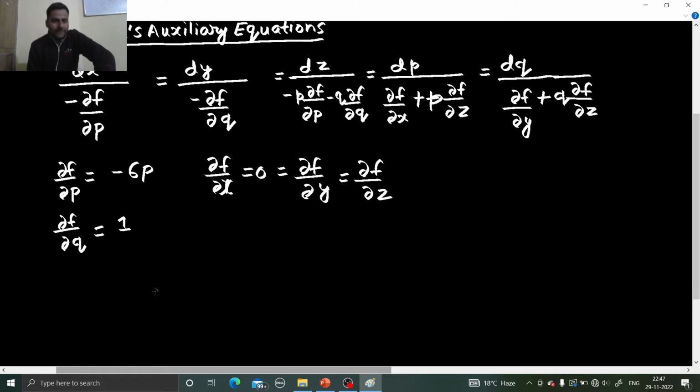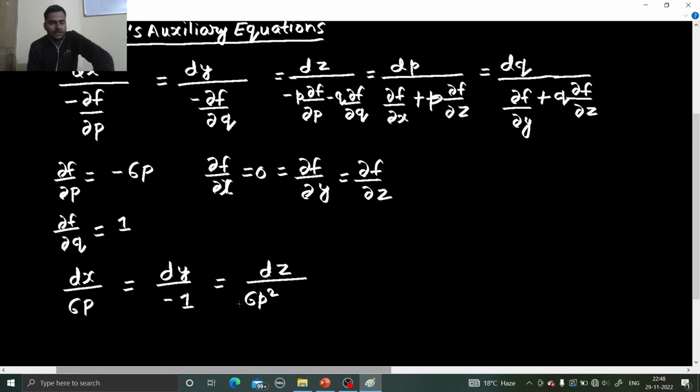So let's write this Charpit auxiliary equation by putting these values. dx divided by minus minus 6p, so 6p, dy divided by minus of 1, dz divided by minus p times del f by del p, so 6p square, minus q times this, so minus q simply, dp divided by 0, since these two terms are 0, and dq divided by 0 only, again since these two are 0.